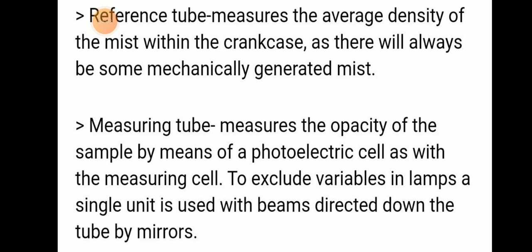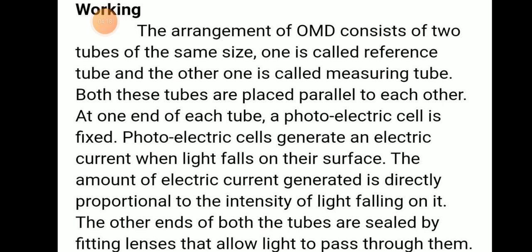To exclude the variables, a single lamp unit is used, with beams directed down the tubes by mirrors. Working: the arrangement of the oil mist detector consists of two tubes of the same size. One is the reference tube and the other is the measuring tube.